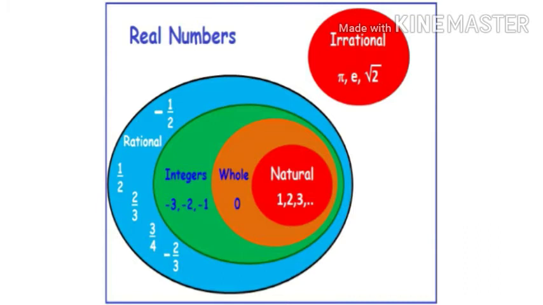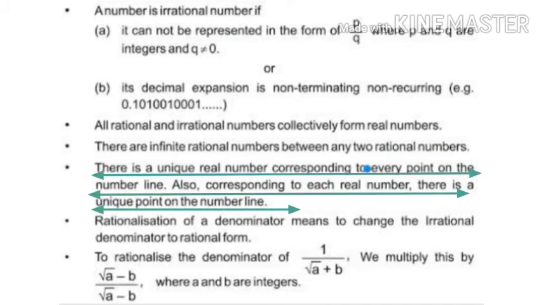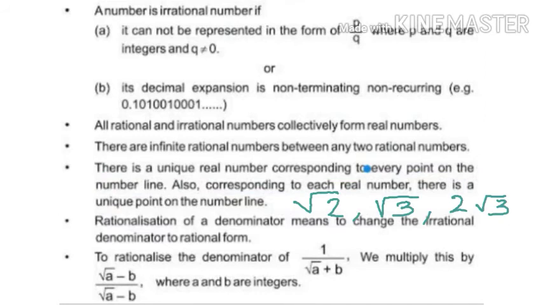Now let's start the exercise. So we can add 2 more points here. We can find infinite rational numbers between any two rational numbers. And there is a unique real number corresponding to every point on the number line. That means for each real number there is a unique point on the number line. That means we can get root 2, root 3, root 5. We can show all this on the number line.